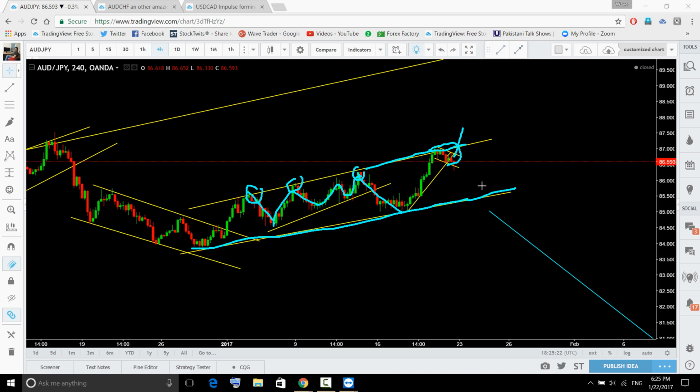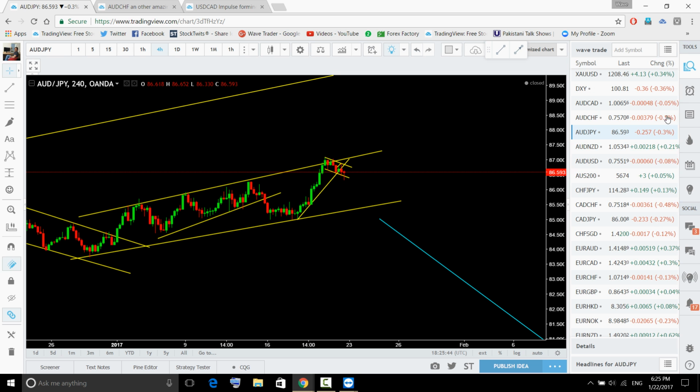Now we are anticipating that price is going to respect this upper trend line and form this move to the downside. So for this move, your entry will be with a reasonable stop loss rather than a bigger stop loss.